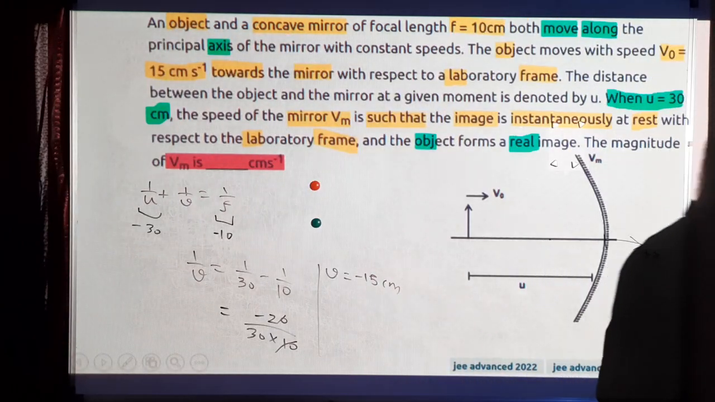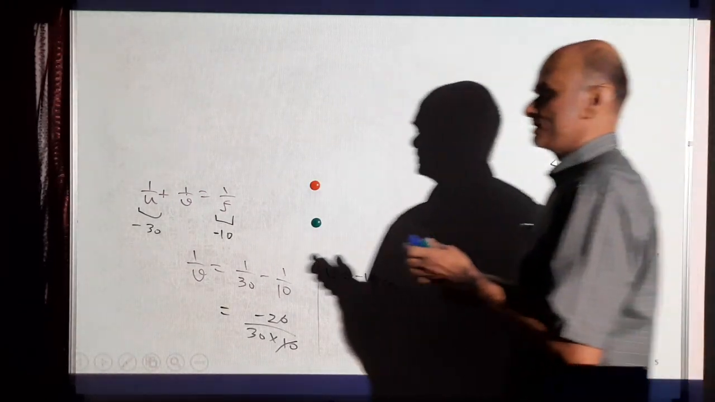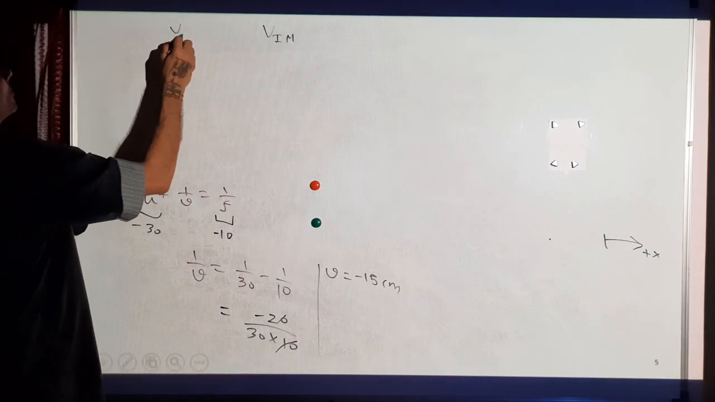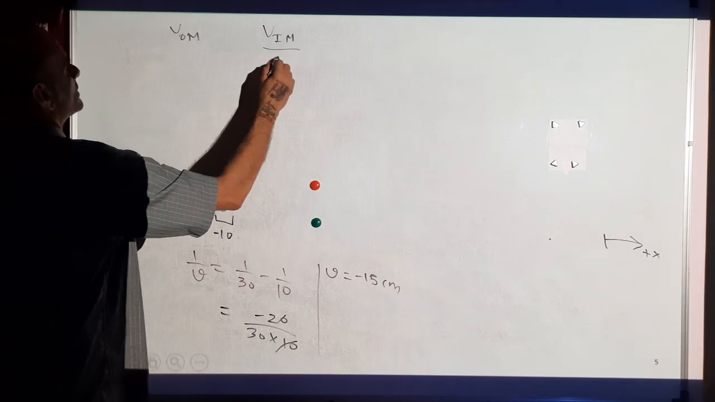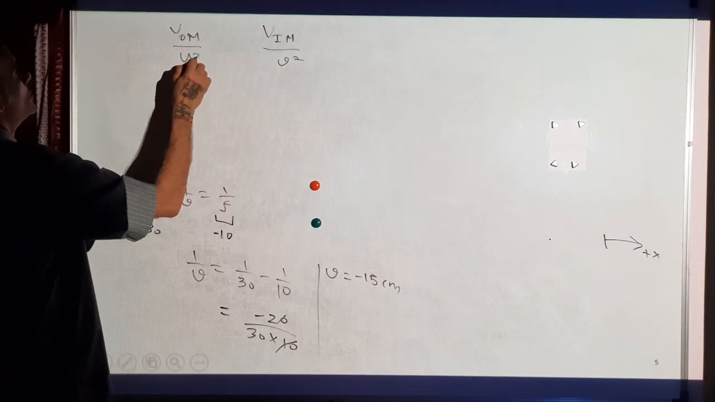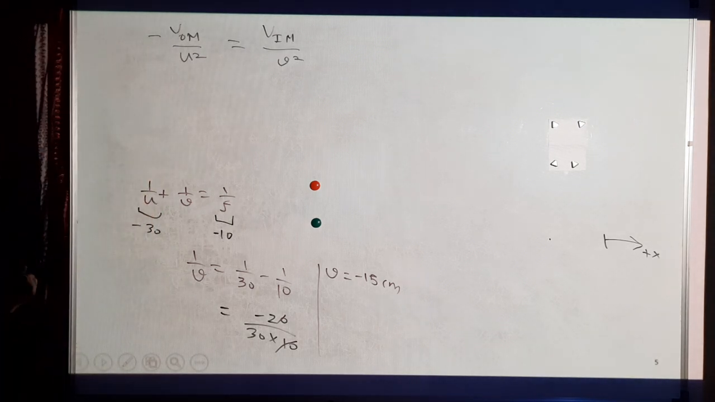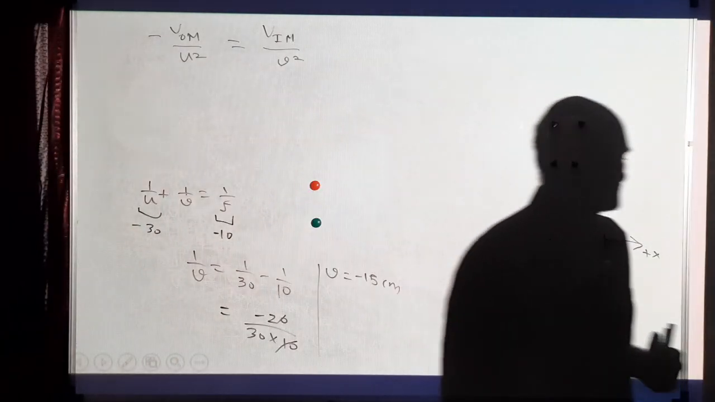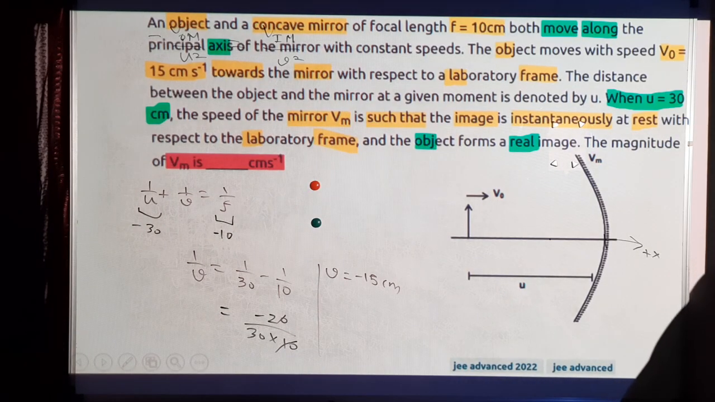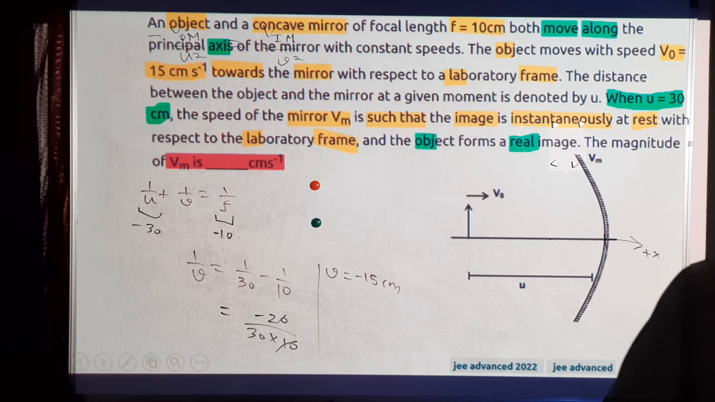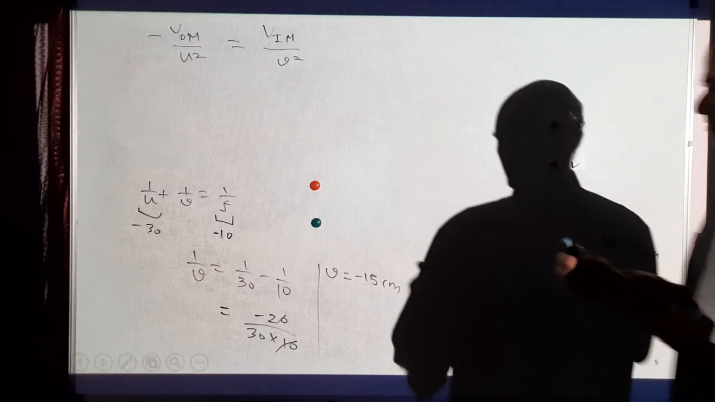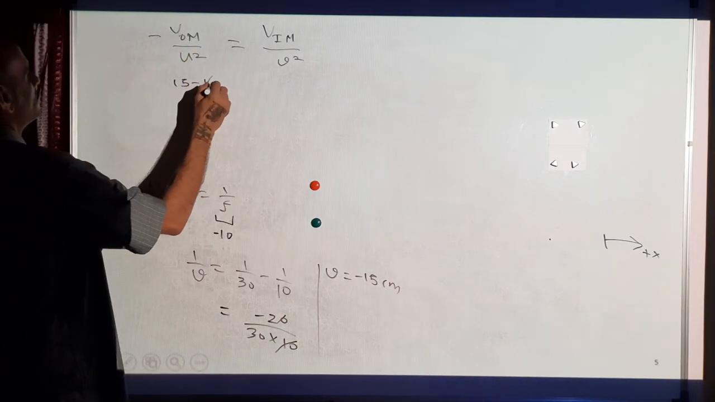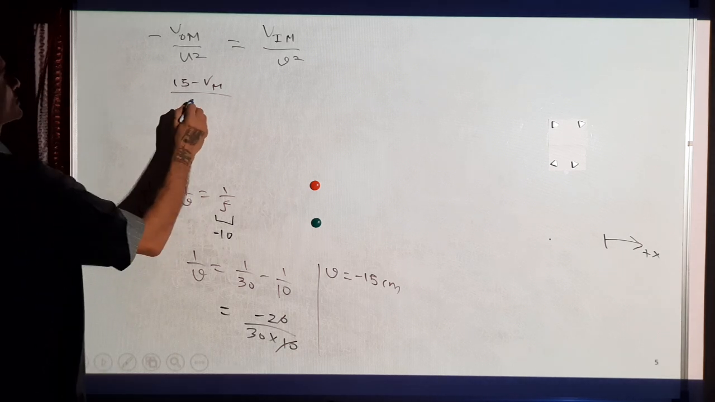And we have the relation between the image speed and the object speed: velocity of image with respect to mirror divided by v square, and velocity of object with respect to mirror divided by u square, and then put a minus sign. So the velocity of the object in that one particular case, which is given, is 15 centimeter per second. So this is Vo minus Vm. So 15 centimeter per second minus the velocity of the mirror, by u square, it's 30 square.